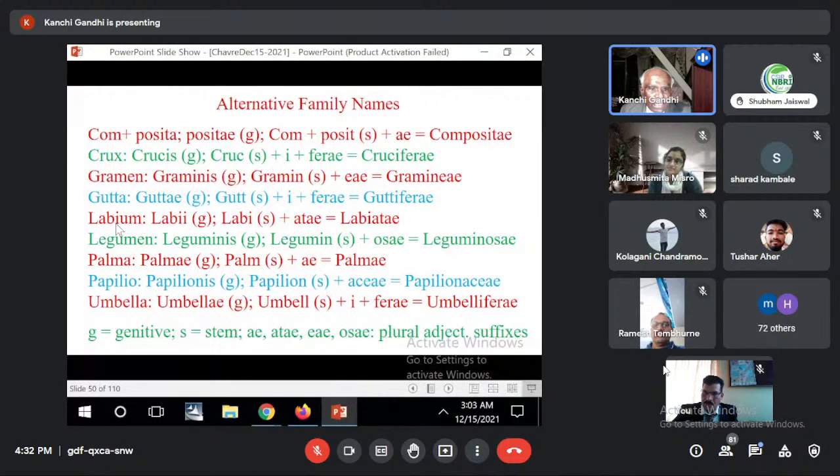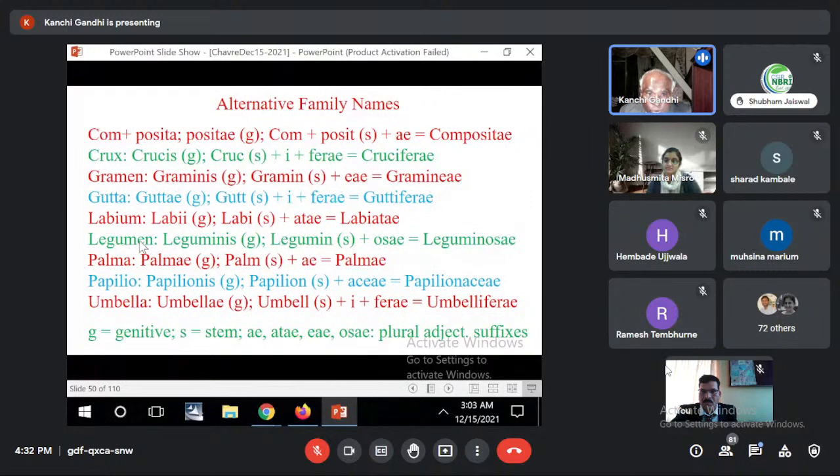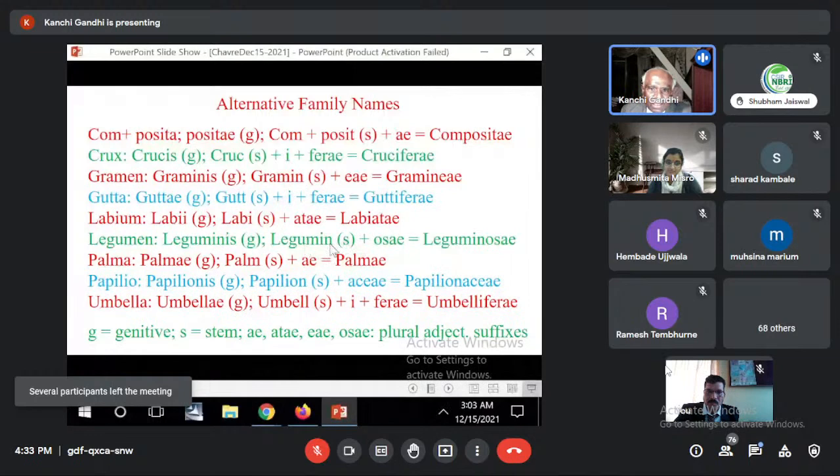So now labium, lip, is neuter, genitive labii, wherein you have the stem labi plus ate, Labiatae. Legumen, this is the legume fruit, Latin is legumen, leguminis, wherein legumin is the stem. We add ACEAE. ACEAE is again plural in neuter. Leguminaceae. So, Umbelliferae. Umbella, umbellae, wherein umbell is the stem. Ferae. So you add an I, Umbelliferae.